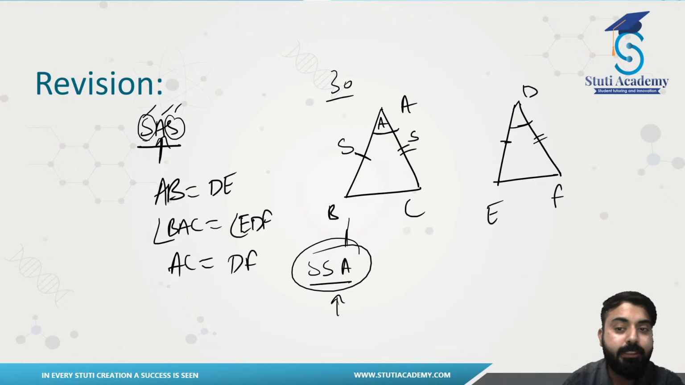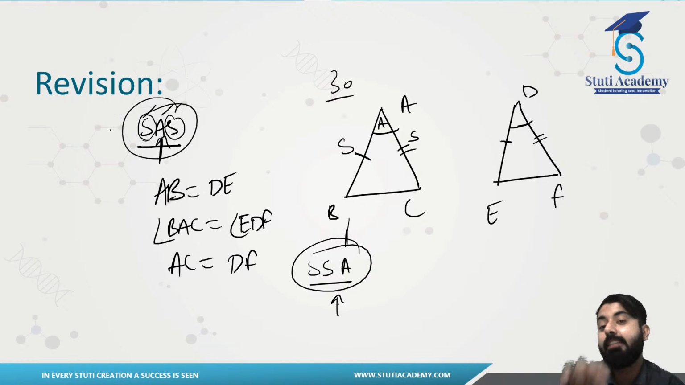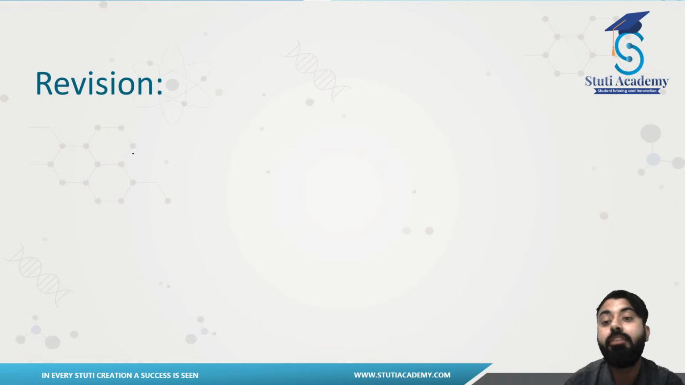So remember, there is a criterion which is side angle side, but there is no congruency criterion which is side side angle. That has already been discussed, so I'm not going to jump into it because I have more things to cover. Now let's go towards our next congruency criterion, which was the angle side angle criterion.